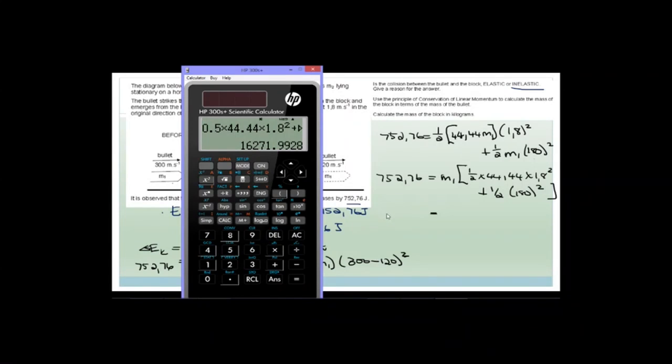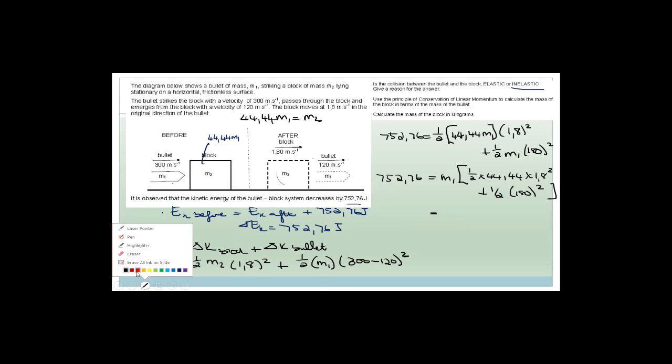So therefore we've got 752.76 is equal to 16,271.99. So we can divide by 752.76 equals, and then we have to invert it. So we press the invert button and then we press SD. So the mass of the bullet M1 is 0.046 kilograms, which we expected.